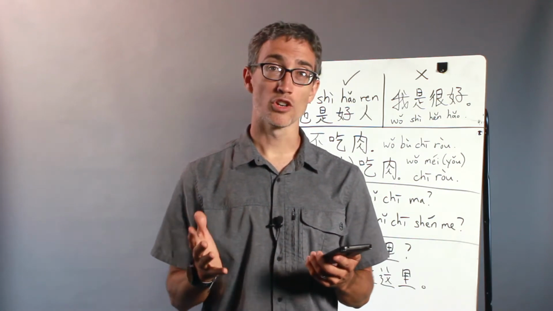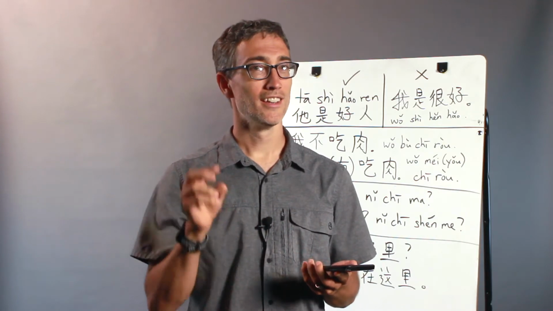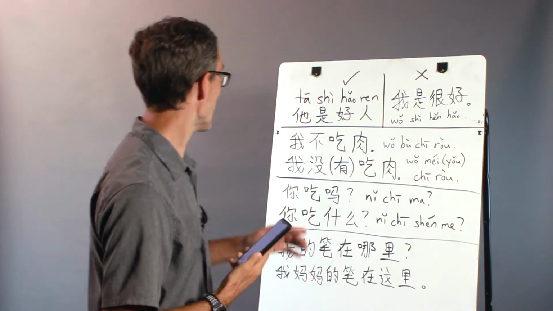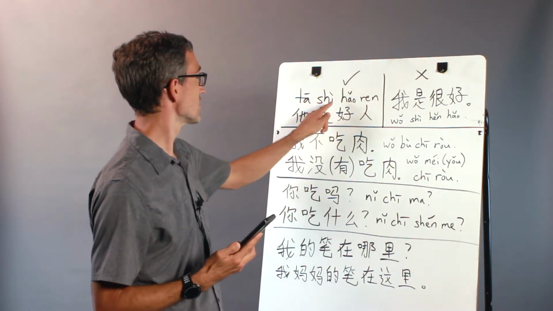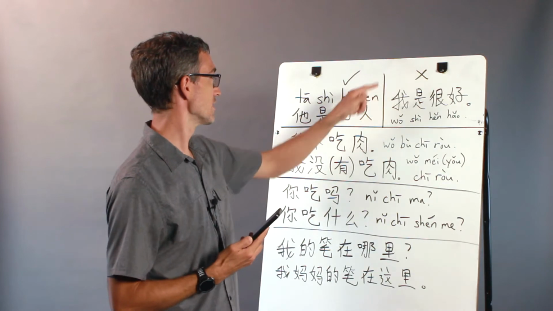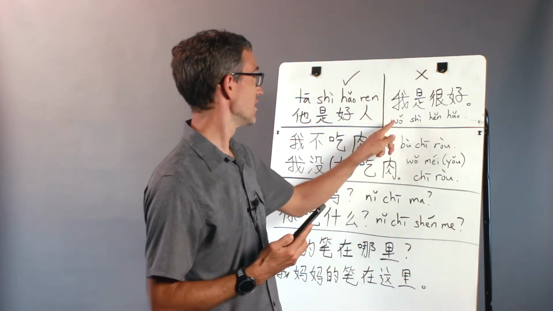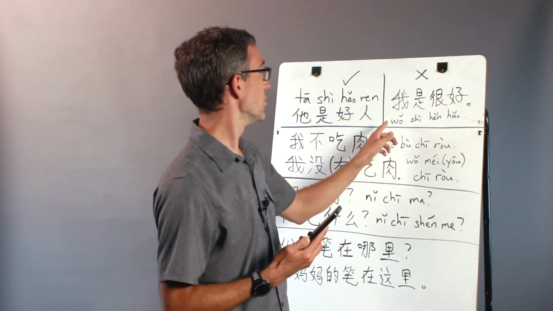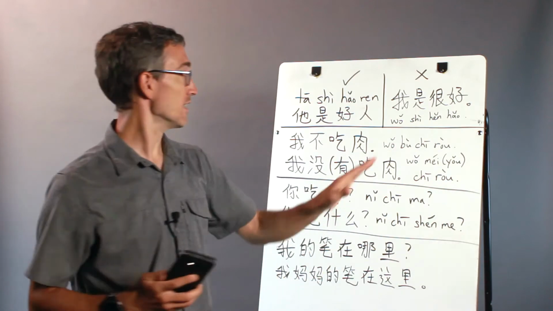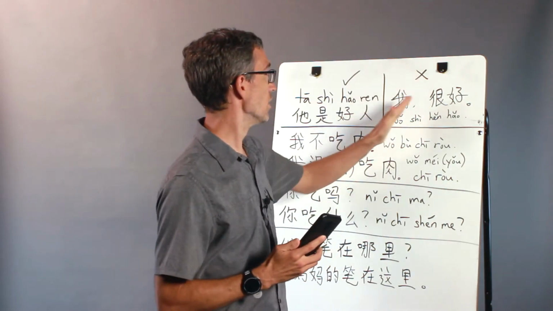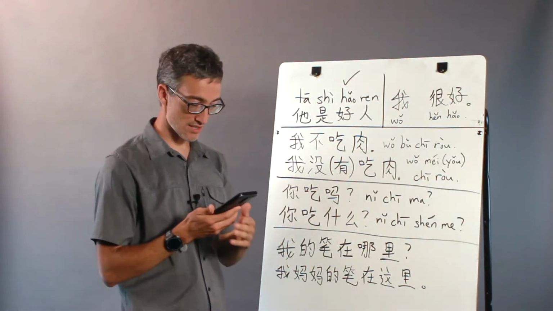Okay, so the to be verb is 是, S-H-I, fourth tone, and it is used to connect two nouns. So here we have 他是好人, he is a good person. Oh, missed my little second tone there. 他是好人. Here we have, no, X, 我是很好. I am very good. No, no, no, no. We want to have only, there's no 是. It is 我很好. Now it's correct. So that's 是.